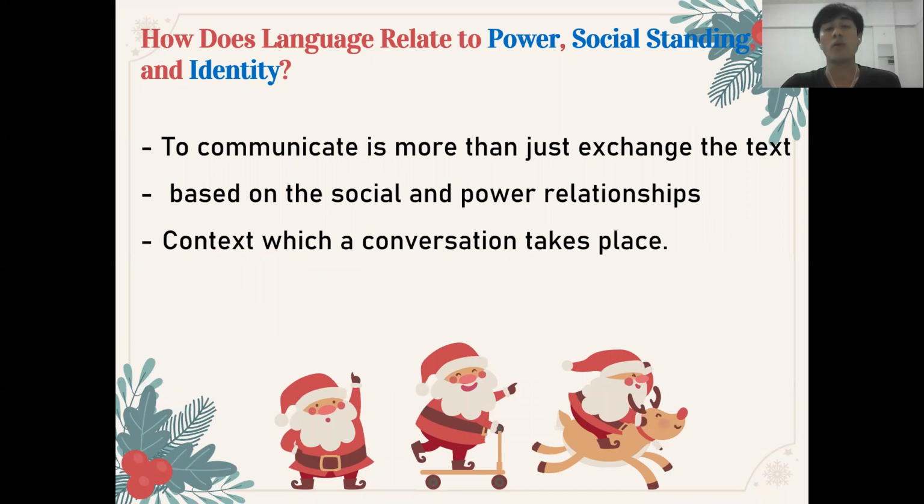Next, how does language relate to power, social standing, and identity? Actually, when people communicate with each other, it's not just exchanging words or text, but the words that we transfer to the people we are talking to take different meanings based on social and power relationships between the speakers. And it is also related to the social, cultural, political, and historical context in which the conversation takes place.